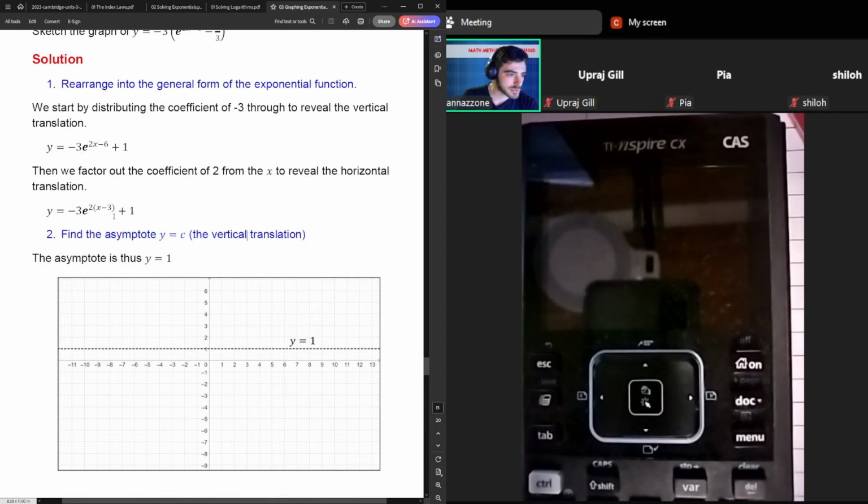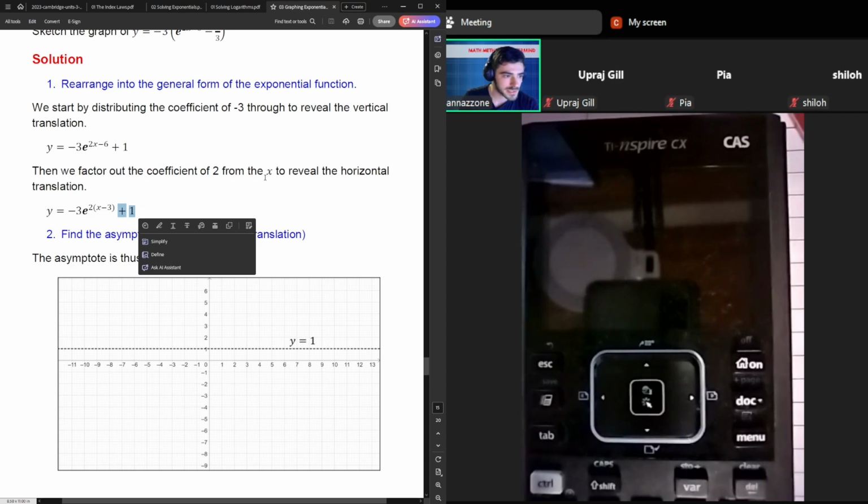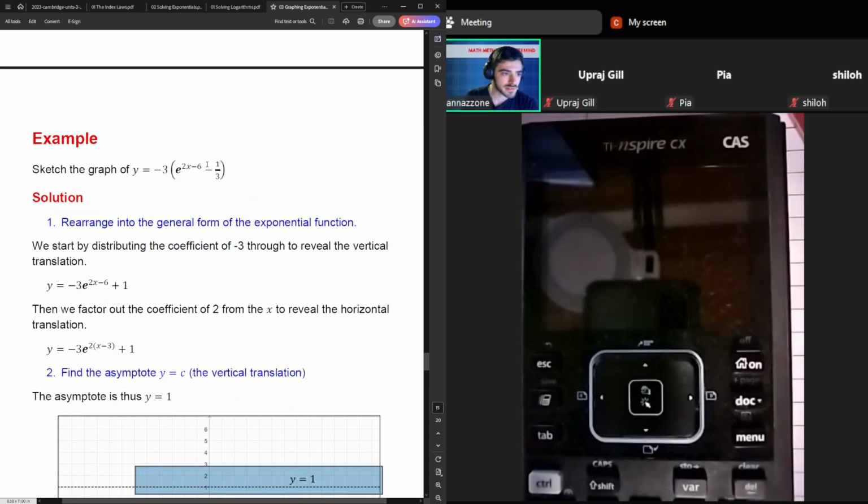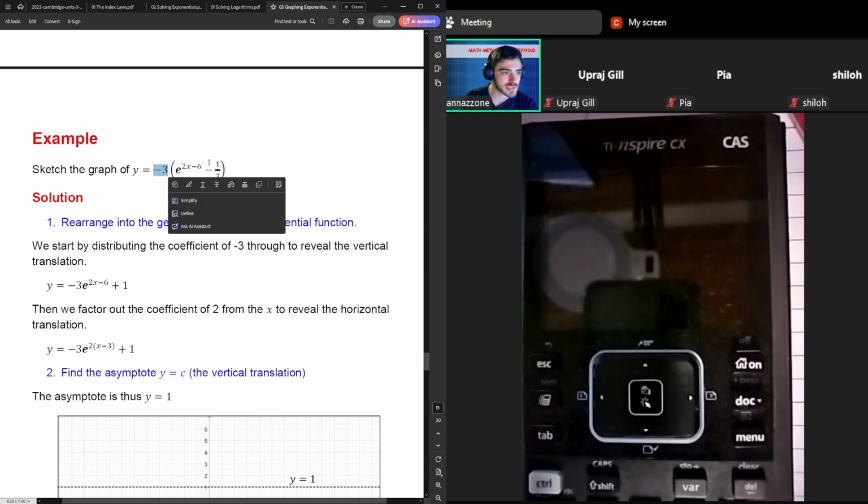Anyway, asymptote, y equals c, that's your c, whatever the vertical translation is. So this +1 tells us that we have an asymptote at y equals 1. You wouldn't have seen that if you didn't distribute this negative through. So it's a pretty important thing to make it look like the proper general form.